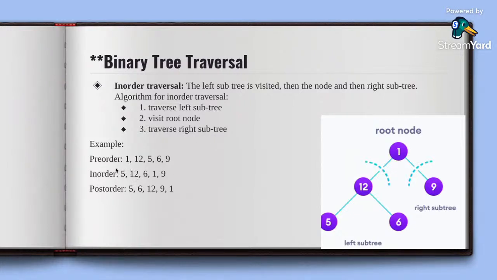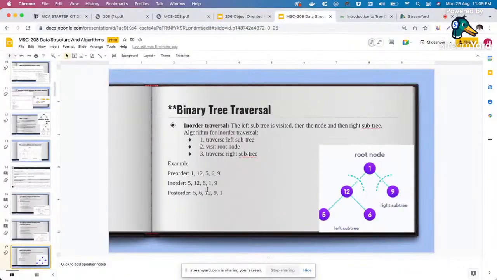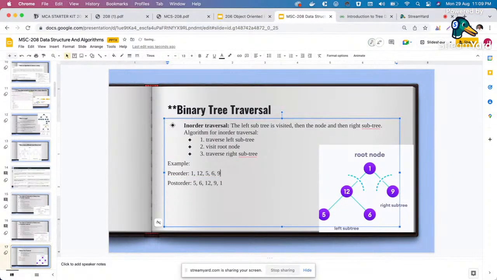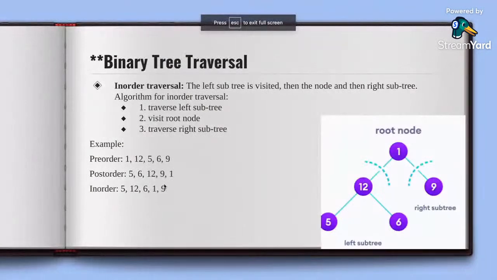Oh, nice. This is pretty good. Pre-order: 1, 12, 5, 6, and then 9. In-order, okay, let's do post-order first. This is a good example, Kritika. You wrote that, right? I think this one Sumaya wrote. Okay, this is good. So that way we can get to know the actual order we can explain in the exam.